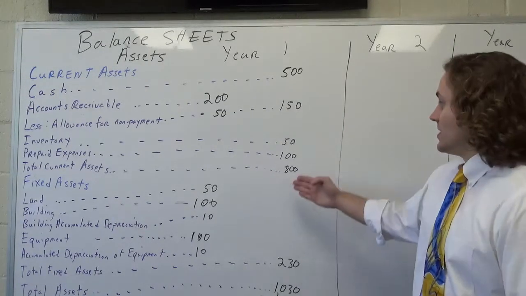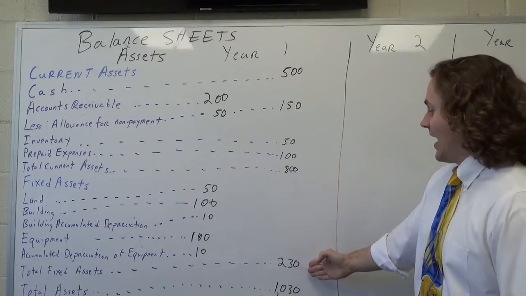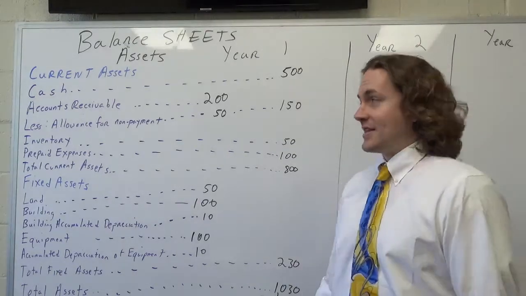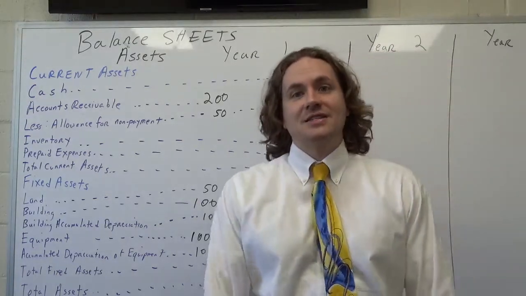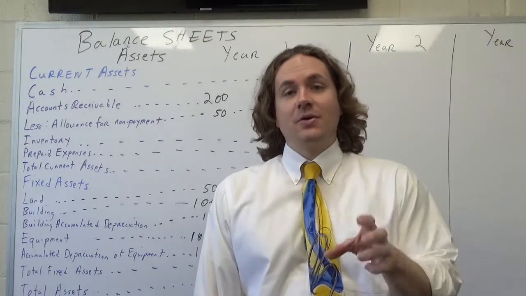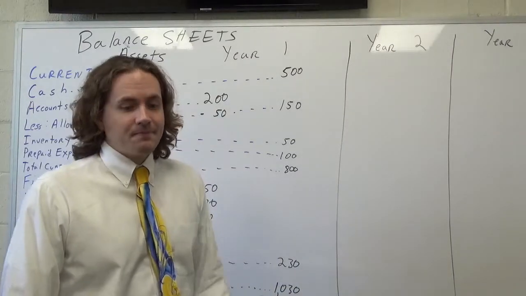Then what you're going to do is add the total current assets, $800, and add your total fixed assets, and that's going to give you $1,030. That's my balance sheet at this time. Now, as you're thinking about it, you also know that the liabilities plus the owner's equity needs to equal this $1,030. Okay.